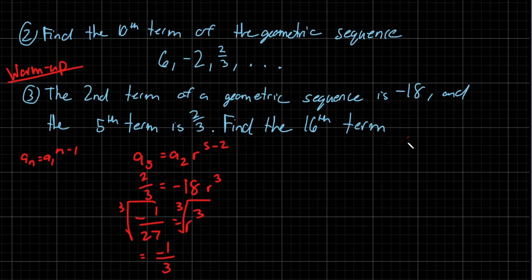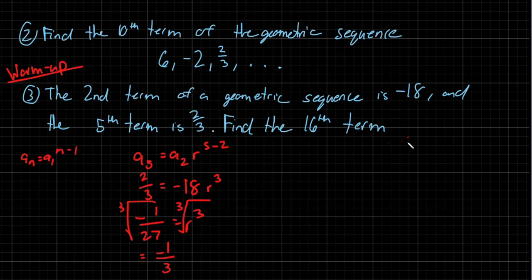I know a of 5 is 2/3 equals negative 8, because that's the second term, times r to the third power. I divide negative 18 on both sides, and I should get negative 1 over 27. But I have equals r to the third on the other side. This is cubed. I need to take what to get rid of it?